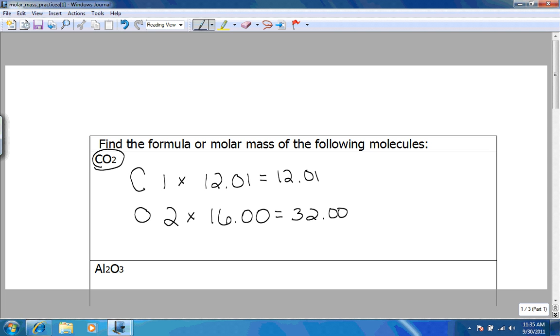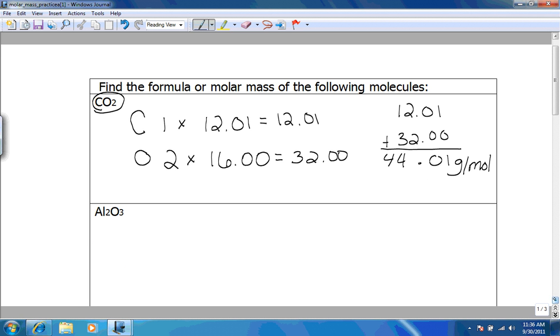Once we get to this point, we're going to add these 2 numbers together. So 12.01 plus 32.00. That comes out to be 44.01 grams per mole. And that's going to be your final answer for that one.